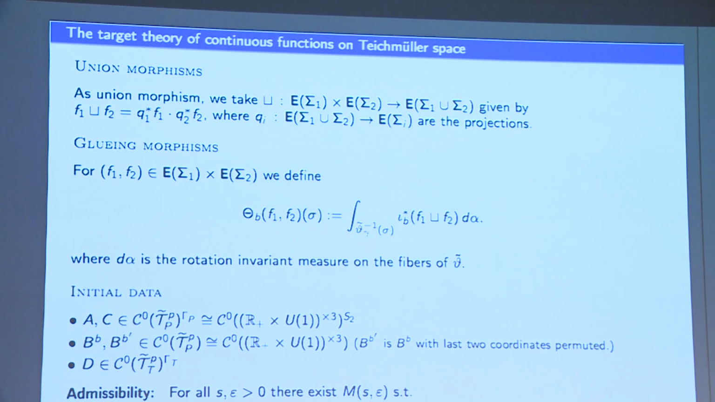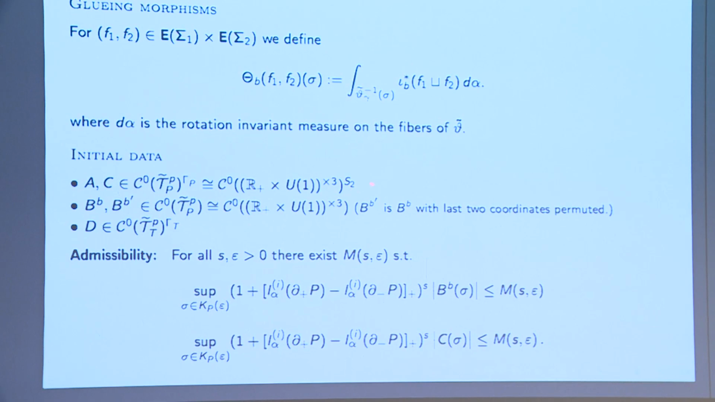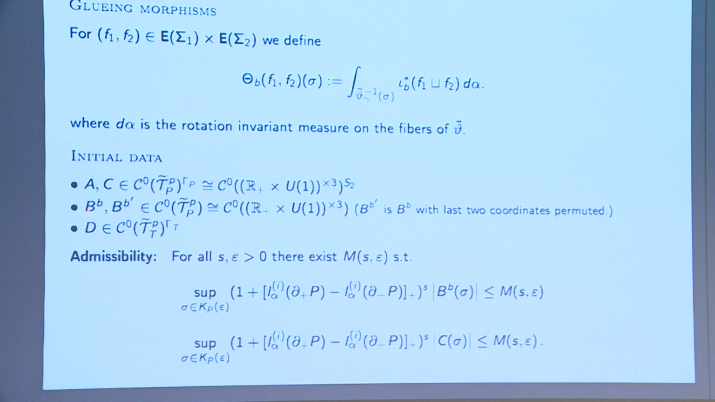So initial data means that I have to give you two functions, A and C, of these six variables, which are symmetric in the last two variables. I have to give you two B's, depending on which of the two output boundaries of the pair of pants I select to be special. And so they are just completely general functions. There is no symmetry for those. However, they are related to each other, namely, if I permute the last two coordinates, I go from one to the other.